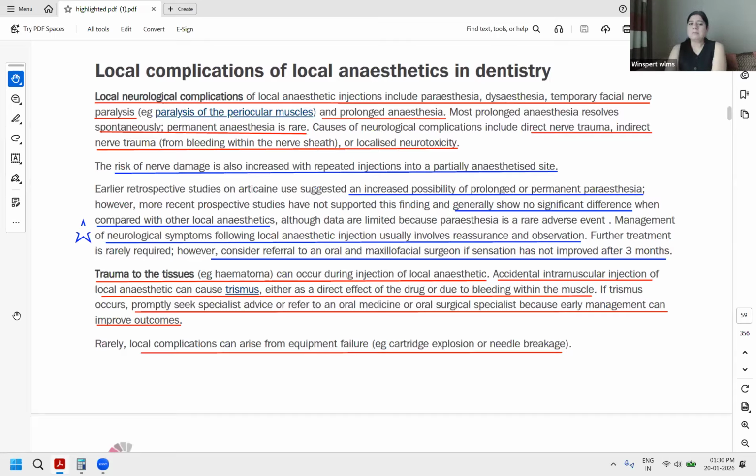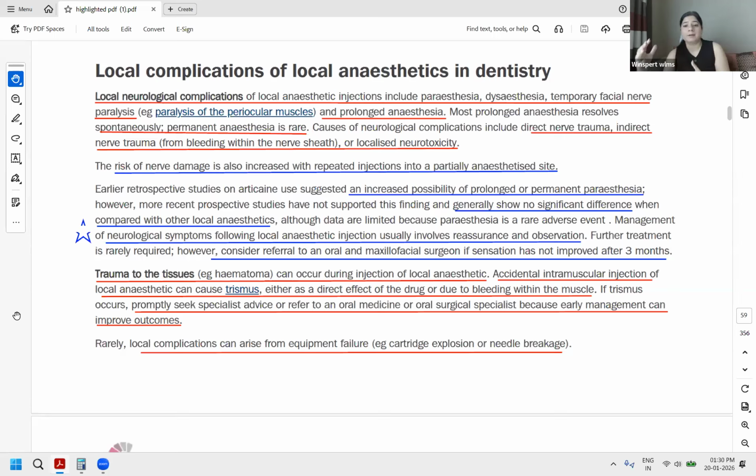Okay. So permanent anesthesia with your local anesthesia or minor injuries is very rare. Usually the neurological complications will come either you have directly traumatized the nerve, or sometimes under the nerve sheath there has been a bleeding, or sometimes localized neurotoxicity, right? These are the possible reasons.